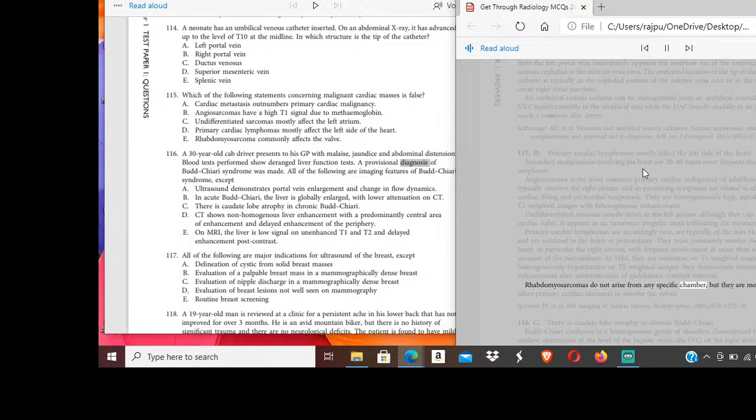Rhabdomyosarcomas do not arise from any specific chamber, but they are more likely than any other primary cardiac sarcomas to involve the valves. Sparrow PJ, et al. MR imaging of cardiac tumors. Radiographics. 2005, 25, 1255-76.